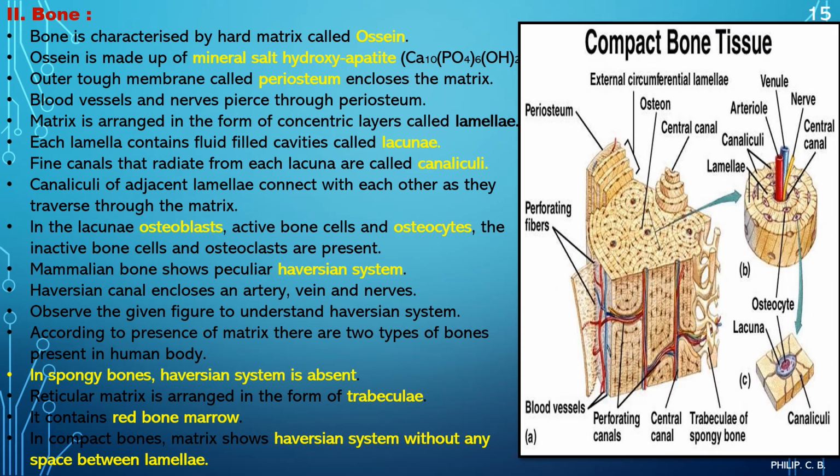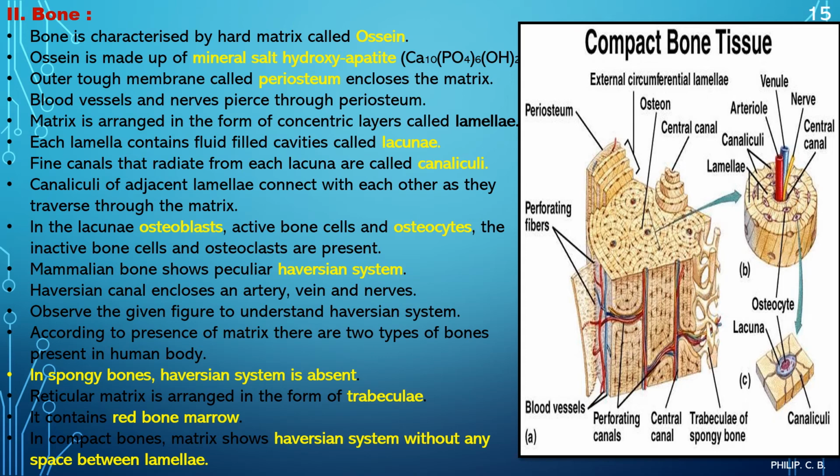Further, coming to the later part, that is bones. Now, bone is characterized by a hard matrix called ossein. Now, again, relate it with the cartilage. It has a matrix called chondrin. Here it is ossein. Ossein is made up of mineral salt hydroxyapatite, Ca10(PO4)6(OH)2, which is the chemical formula for hydroxyapatite. An outer tough membrane called periosteum encloses the matrix.